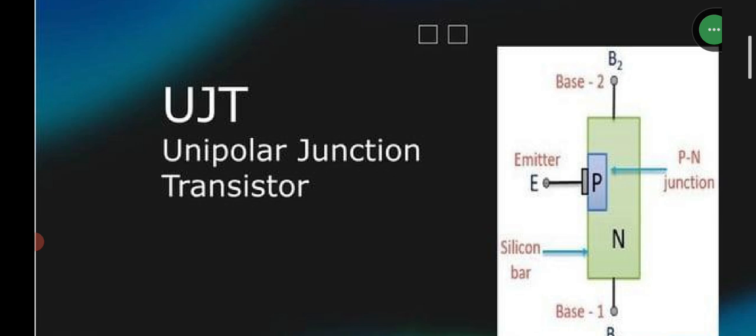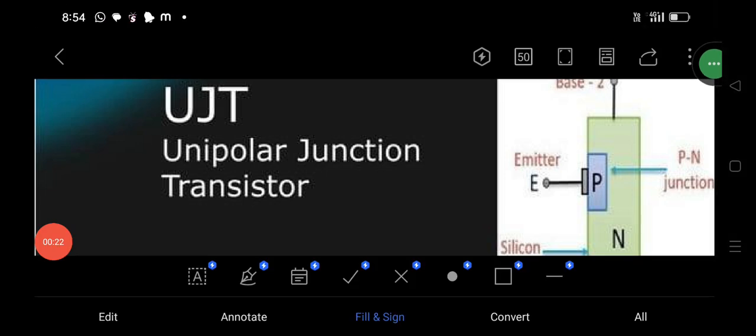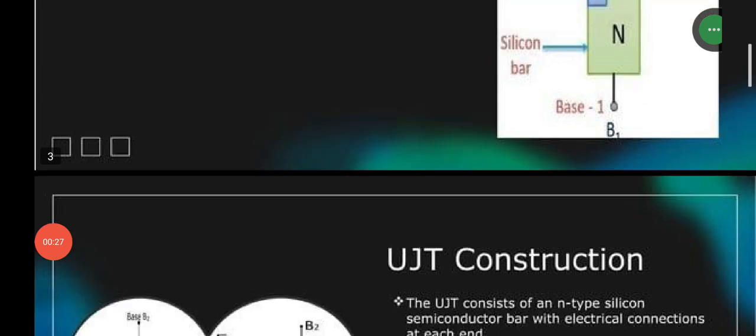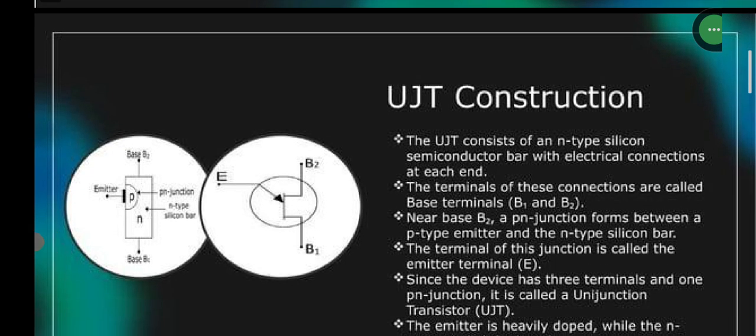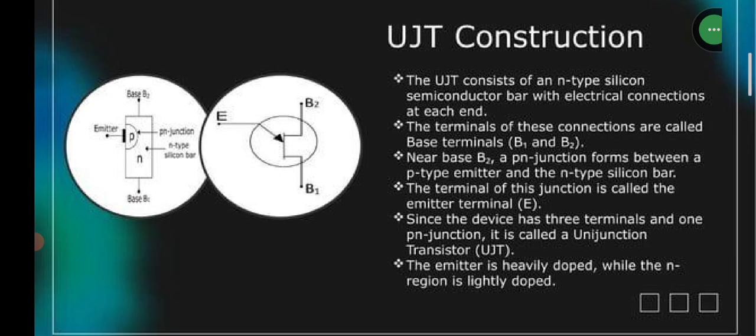This is the unijunction transistor. This is a normal diagram of it. Next, UJT construction. The UJT consists of an N-type silicon semiconductor board with electrical connections at each end. The terminals of these connections are called base terminals, that is B1 and B2.